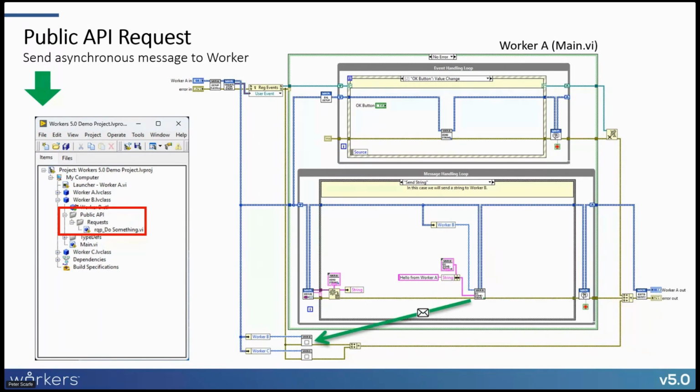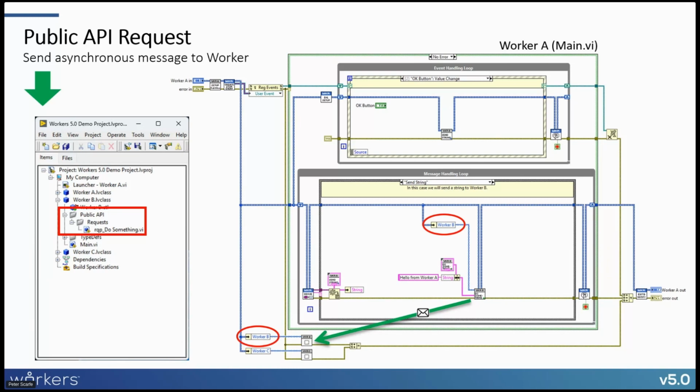Now you can see here, what you can see here is that we need to wire to this VI the worker's class wire that we want to send the message to. So not only is the data type of the message strictly typed on the input terminals of the public request VI, but the worker type is too.